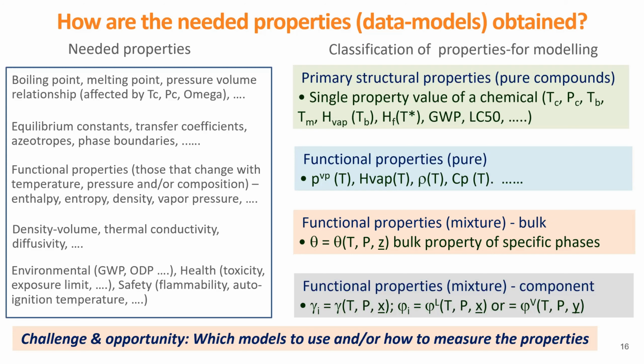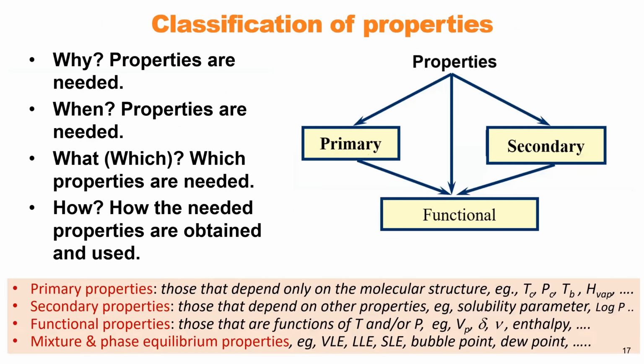And so just to summarize, we have the classification of the properties: primary, secondary, functional. Functional can be pure compound functional, mixture functional, and phase equilibrium functional. And then we have the primary and we have the secondary. And we want to know why properties are needed, when properties are needed, which properties are needed, and how the needed properties are obtained.